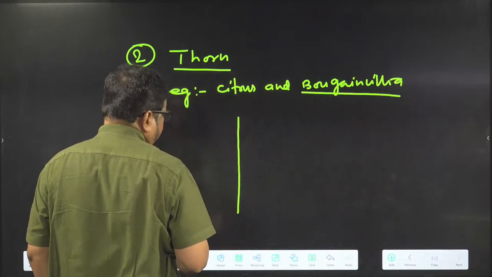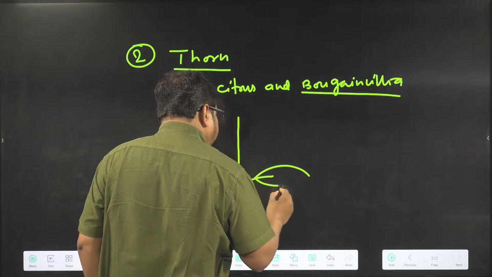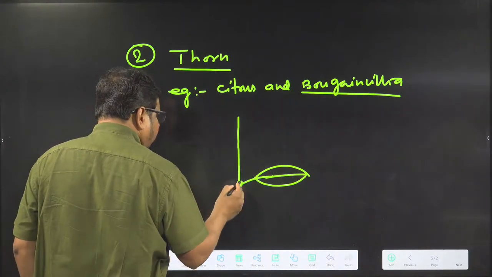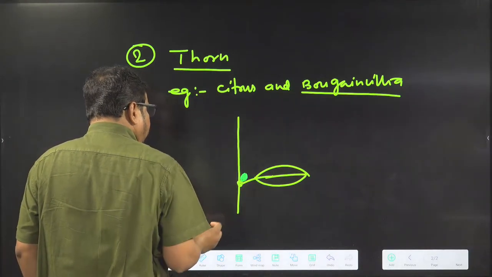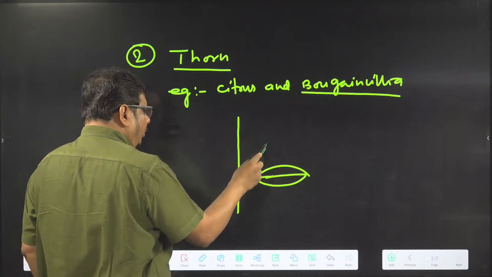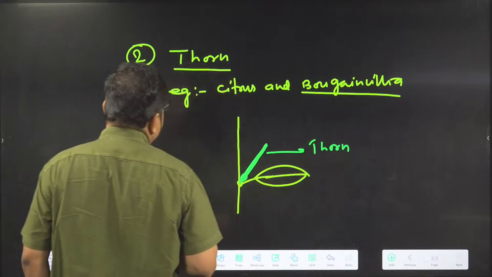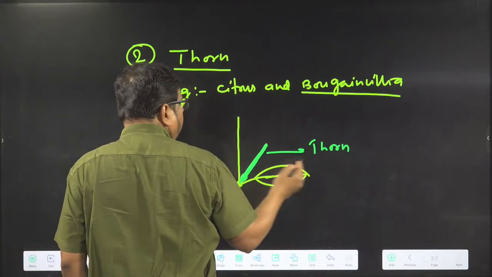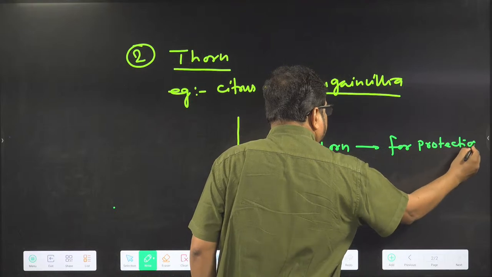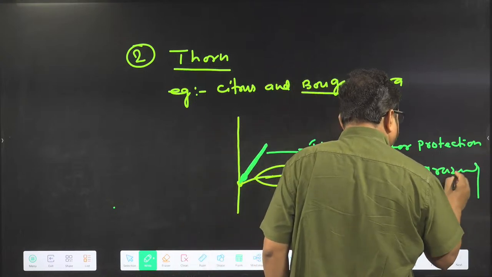Citrus and bougainvillea, what happened? Suppose that this is the stem. Here it is the node. From the node, leaves are arising. And then in the axil, the axillary bud is there. Now, this axillary bud becomes pointed, stout and woody. It is called which one? Thorn. So the purpose of this modification is what? For protection from grazing animals.